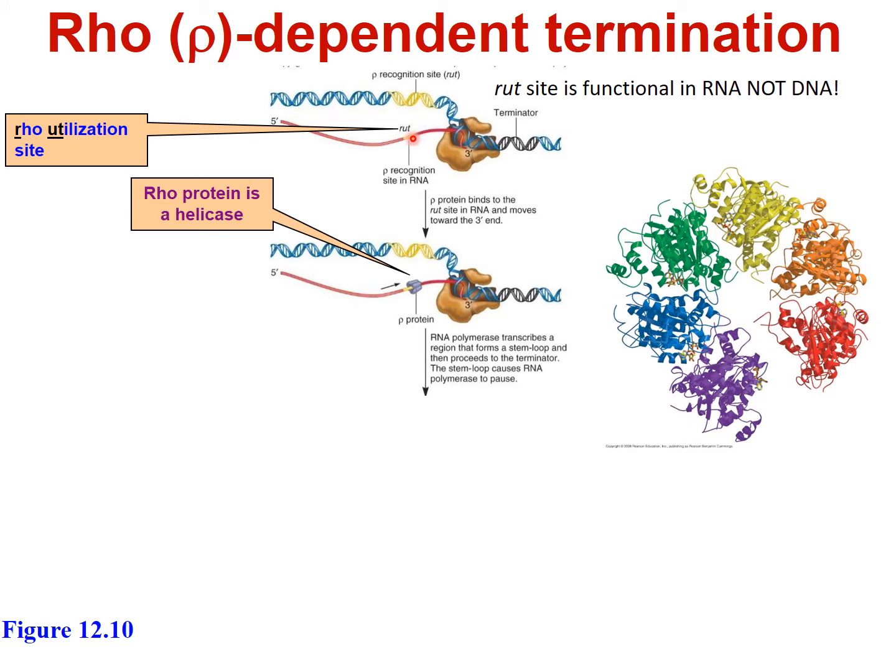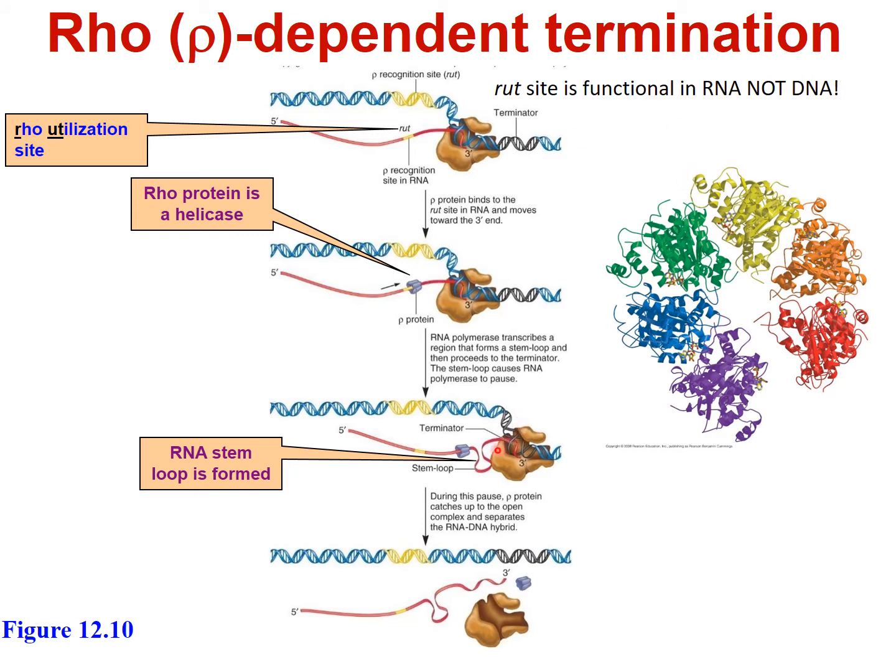All right. So what happens here? The rut site is a sequence in the RNA where the protein rho, which is shown here as a 6-member protein, is a helicase. Here's the structure of rho shown over on the right. It will bind to this rut site and then start moving from the 5' direction on the mRNA in the 3' direction, essentially chasing after RNA polymerase. So it's hydrolyzing ATP and using that energy to move.